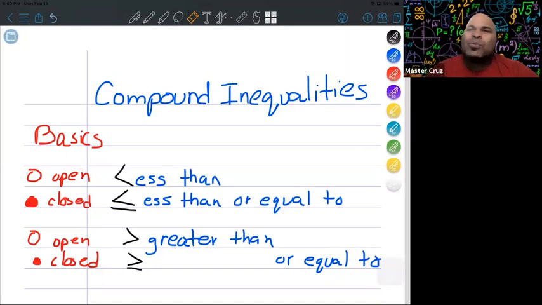And today we're going to talk about compound inequality. So let's jump right into it. Just as a review of the basics, we have four different types of inequalities: less than, less than or equal to, greater than, and greater than or equal to.